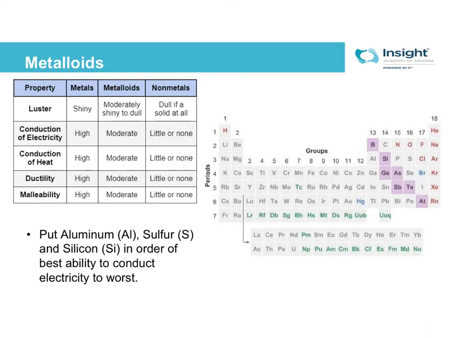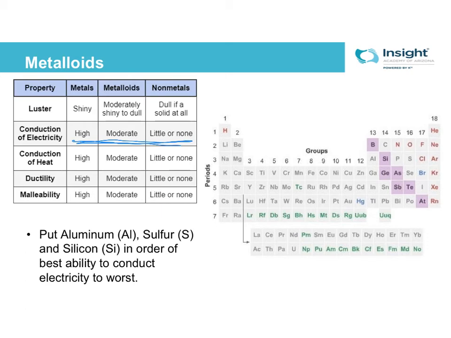Alright, so if you're ranking according to any of these things, it's going to go metal, metalloid, non-metal, or depending on how the question's phrased, it might be the opposite of that, but your metalloid should always be in the middle. For example, put aluminum, sulfur, and silicon in order of best ability to conduct to worst. Alright, so for this particular example, you should be going from metal to metalloid to non-metal, because metals are the best, non-metals will be the worst, metalloids will be in the middle.